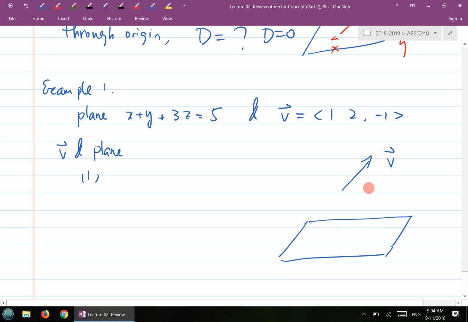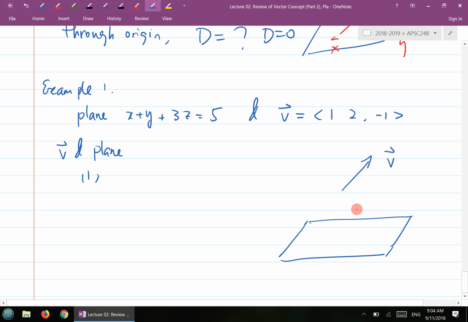Intersect. Yeah. Intersect basically means the vector V and the plane here somehow form a certain angle, right? Now always remember, a vector is a free vector. So you can literally move the vector all the way around in 3D space.